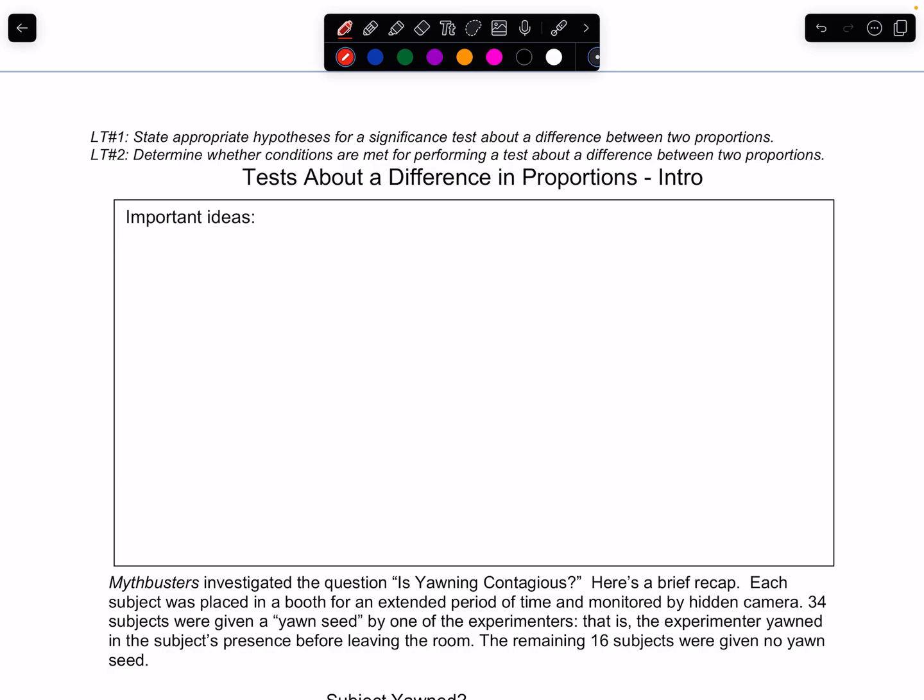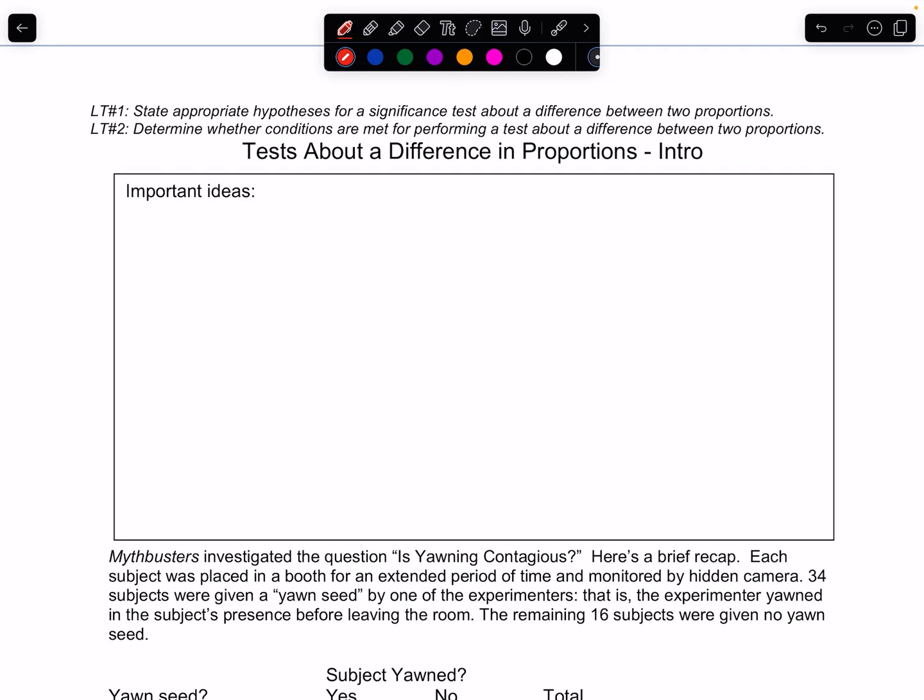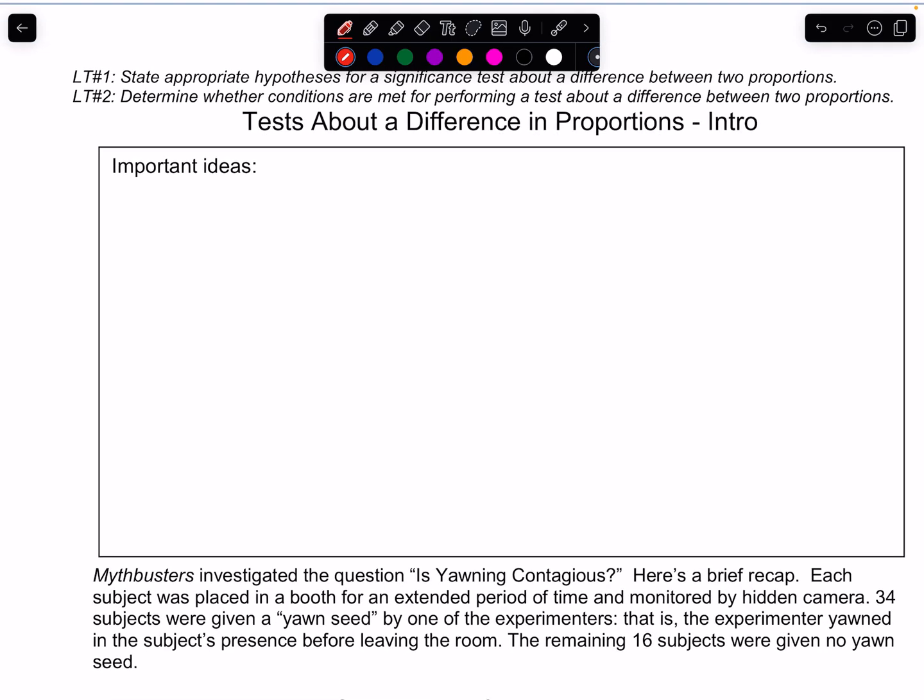I'm going to do the wrap up, and then I'm also going to do the part underneath. I recommend you stick around for that just because it's going through the same problem, but wrapping it up and putting it into a review perspective. So you can see the full significance test laid out directly. Okay, so first of all, our important ideas here. Learning target number 1 was about stating our hypotheses when it comes to a difference in proportions.